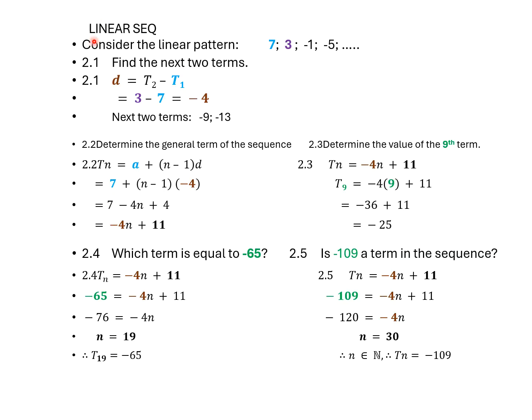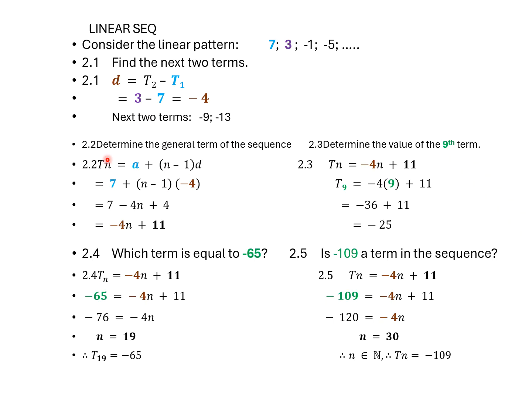Right, so we look at the second problem. They say consider the linear pattern. Sometimes we say arithmetic pattern, or we would say linear pattern. They gave me 7, 3, minus 1, minus 5. Find the next two terms. We first need to get the common difference. 3 minus 7 equals minus 4, or term 2 minus term 1. You don't need to write that procedure, you can just do it straight there. Minus 5 minus 4 gives me minus 9, and minus 9 minus 4 then gives me minus 13.